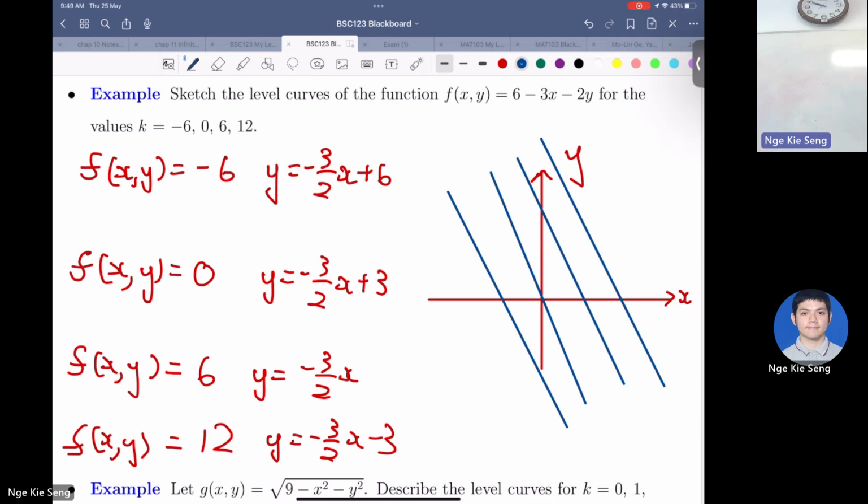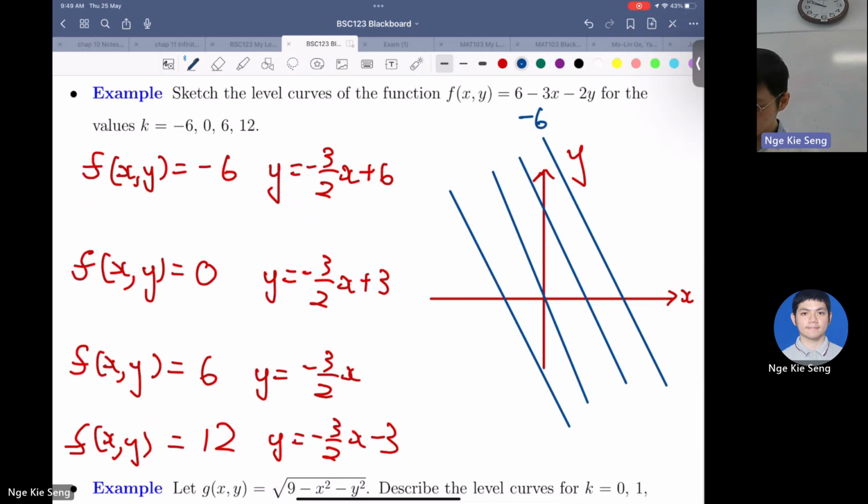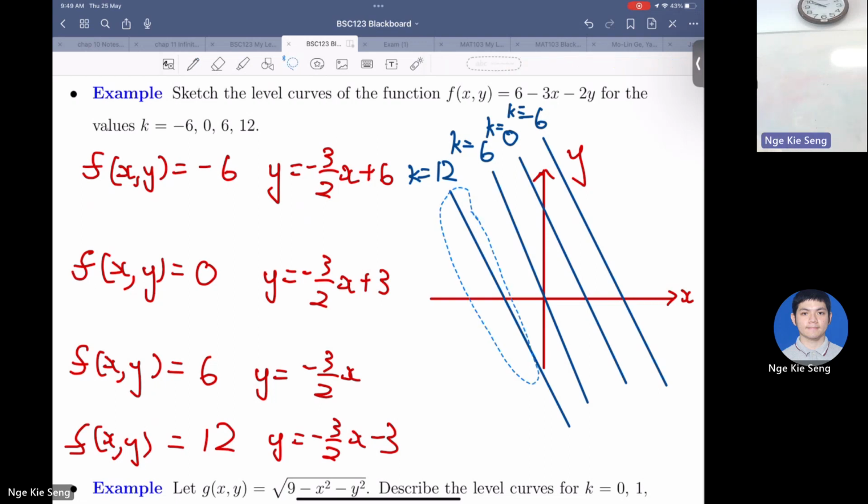Okay, so how to reconstruct the surface? What's the key to reconstruct the surface? K, what's K? It is the height. So here we got height equals to minus 6, 0, 6, and 12. So we got different heights here. Which one is higher? The bottom one is higher, right? And then you go down and further down.